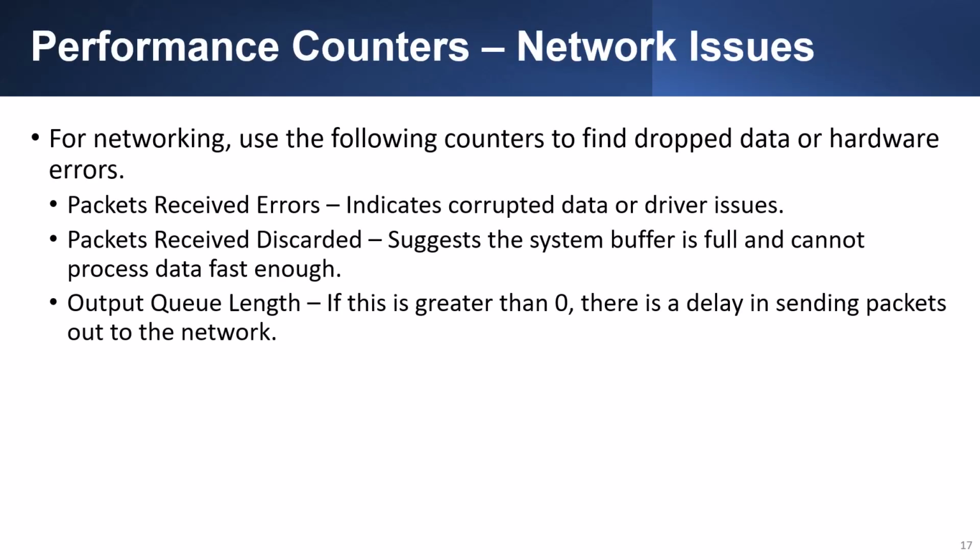For networking, use the following counters to find dropped data or hardware errors. Packets received errors indicates corrupted data or driver issues. Packets received discarded suggests the system buffer is full and cannot process data fast enough. Output queue length: if this is greater than 0, there's a delay in sending packets out to the network.